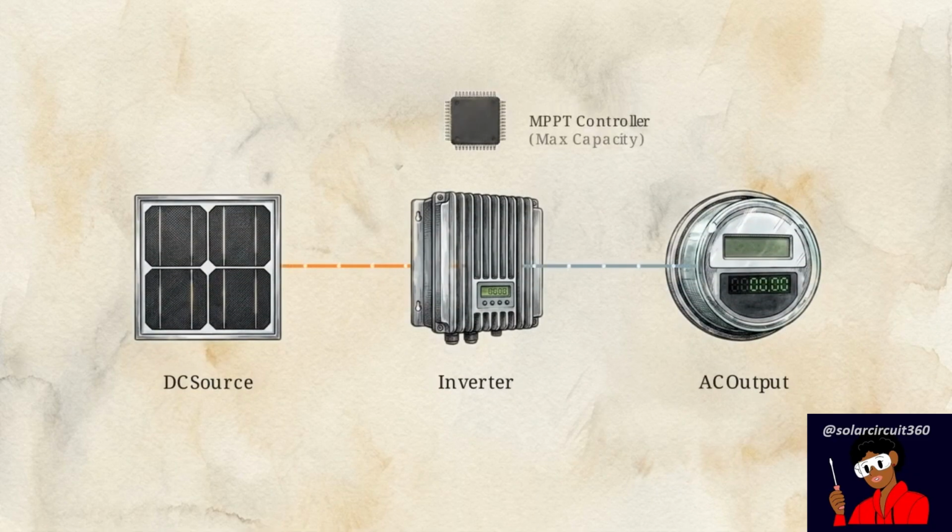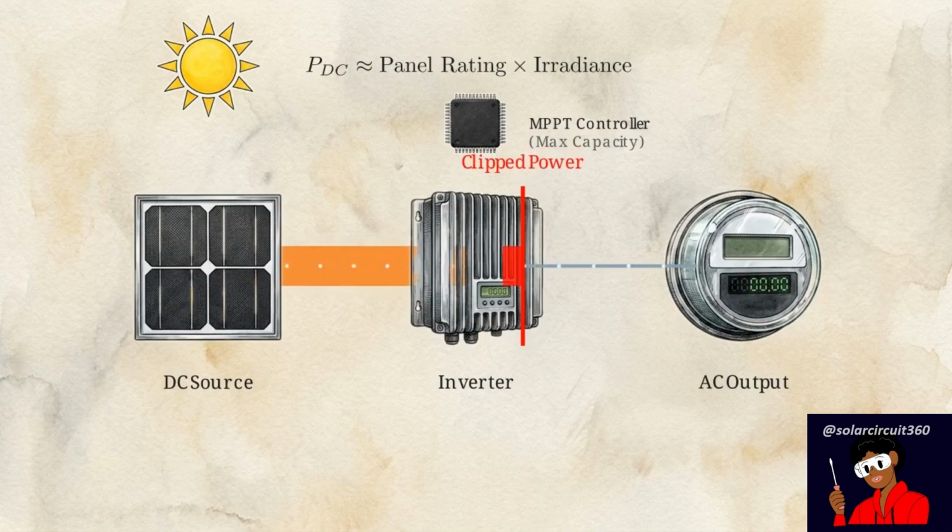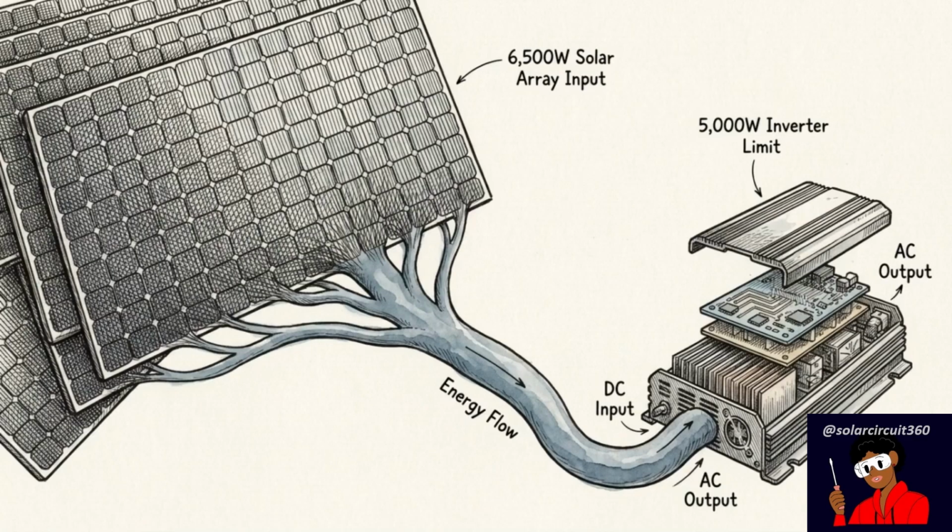Clipping occurs when DC input exceeds the inverter's maximum capacity. Total DC power is panel-rated power multiplied by real-world irradiance. But the AC output side is rigid and cannot exceed its rated capacity. Let's apply this to a real-world configuration.